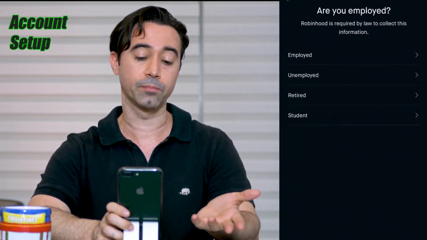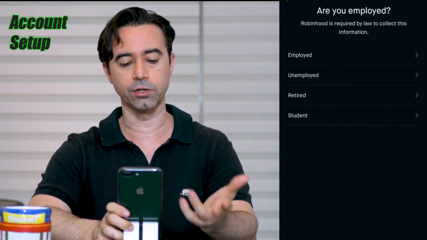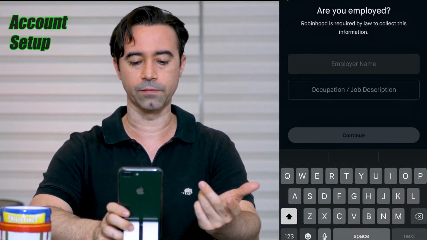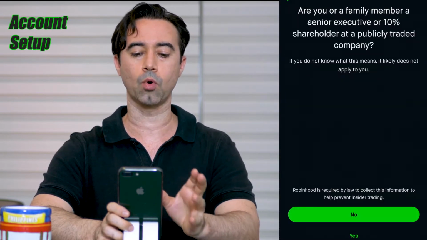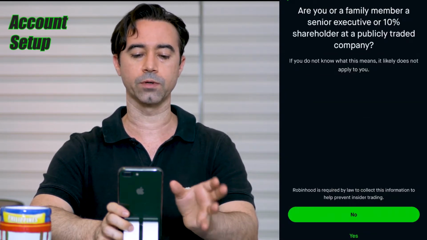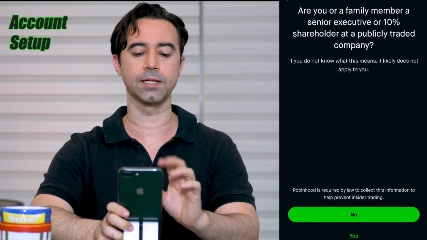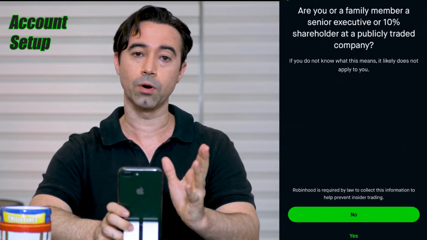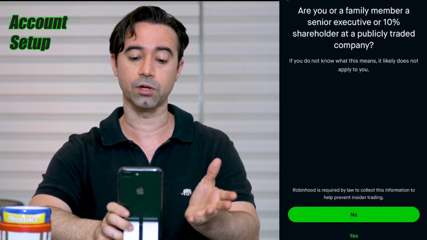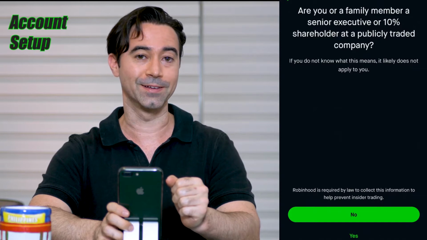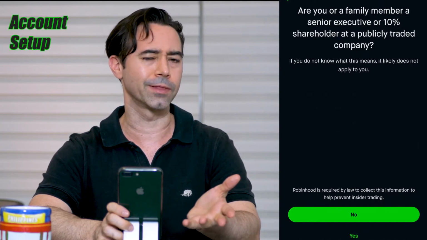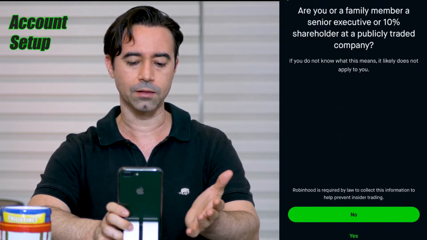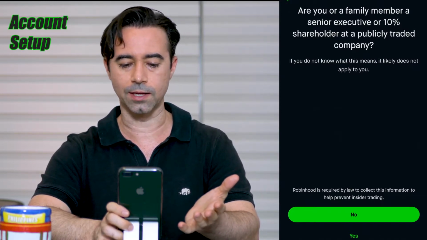Then it asks if you're employed. So are you employed, unemployed, are you retired, are you a student? If you're self-employed, you can put that you're employed and then add self-employed. So then they're gonna ask you, are you or a family member a senior executive or 10% shareholder at a publicly traded company? So basically, you're gonna know the answer to this. Think about it. Is your parent or someone who's your close relative a senior executive at a publicly traded company? You'll know the answer. So if that's the case, you're gonna wanna add the information here. And likely it's not the case, so you can just go ahead and click no.